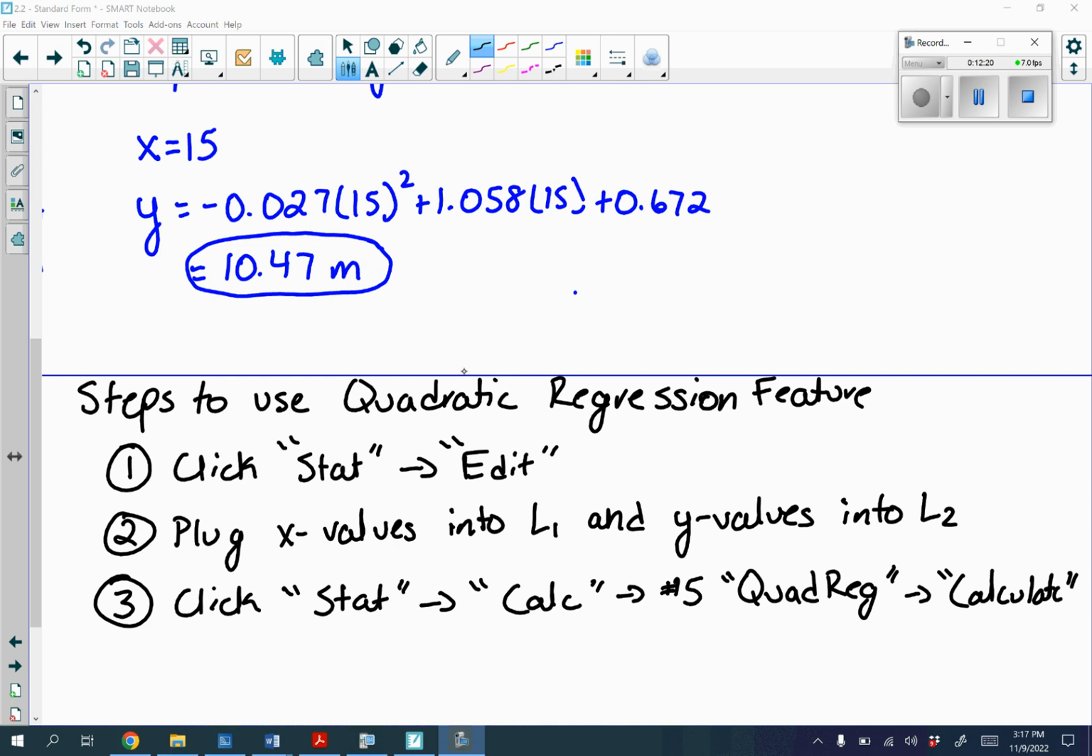Okay, so I'm going to do a second video, and I'm going to have you try another example where you are using the quadratic regression to write the quadratic equation. So make sure you watch part 2 of the video.